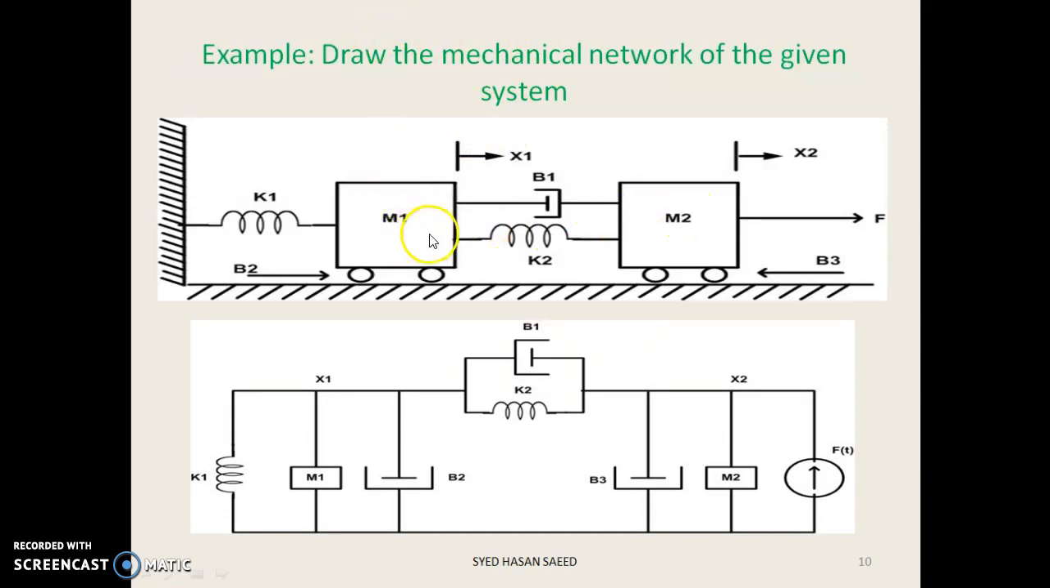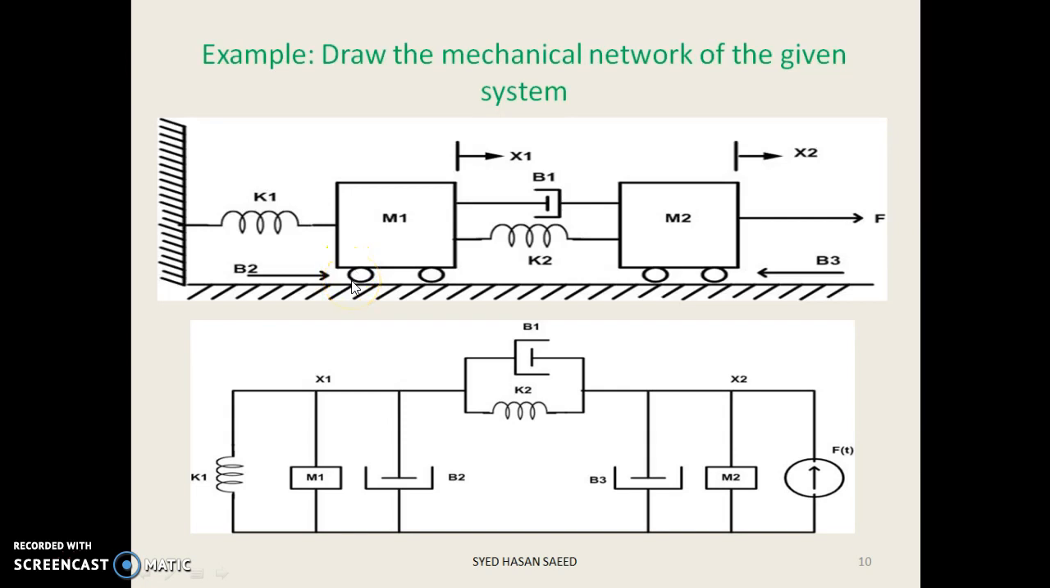So first we connect one end of the masses M1 and M2 to the reference line like this, and then connect B1 and K2 between the masses M1 and M2. We have already selected the two nodes according to the displacements X1 and X2. Then one spring is connected between the mass M1 and the reference. Here we connect this spring between X1 and the reference line.